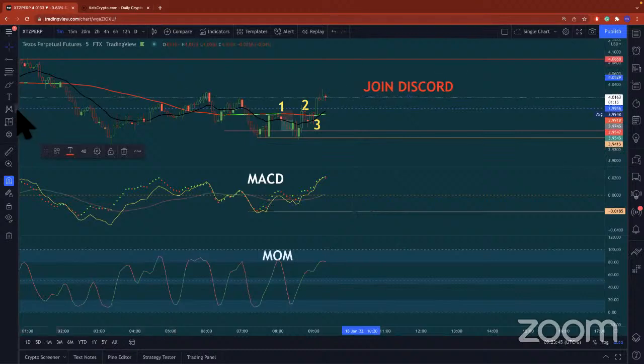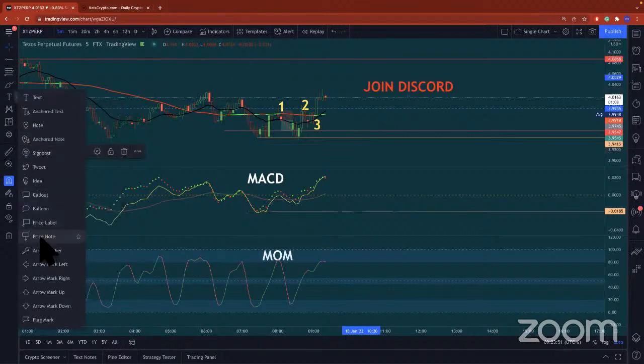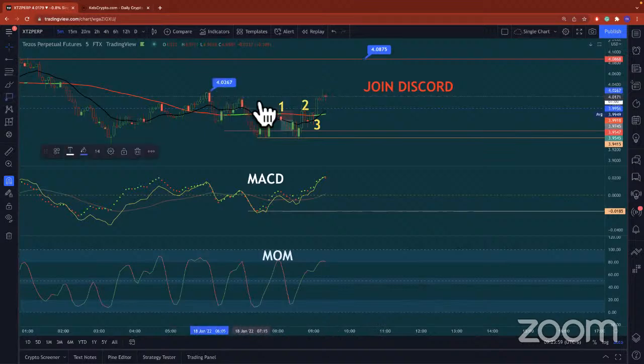Let's mark this, because as soon as we break this, we're coming here. Let's mark this price label. This is bam 4, and this one is 40267. If we break that, we're going to jump up about 6 cents, a little more than 6 cents, and that'd be our target.